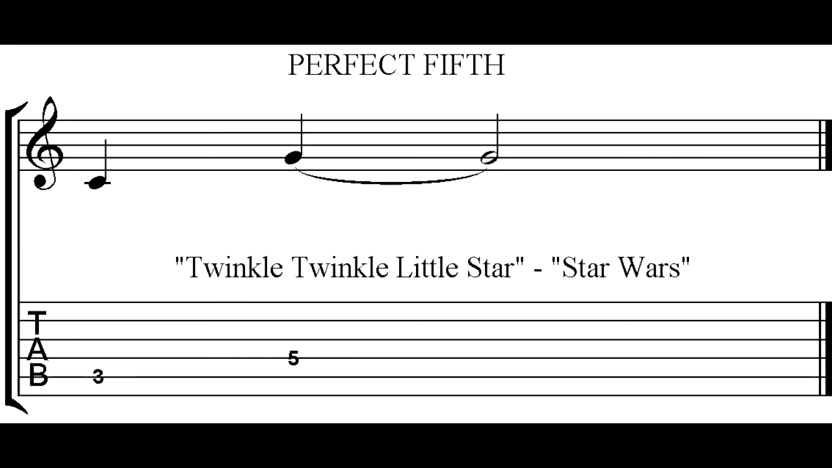Let's take a look at the perfect fifth. The perfect fifth is from C to G, which is three tones and one semitone apart. You already know what this sounds like because it's the first two different notes of Twinkle Twinkle Little Star, or Star Wars. Let's see what it sounds like.